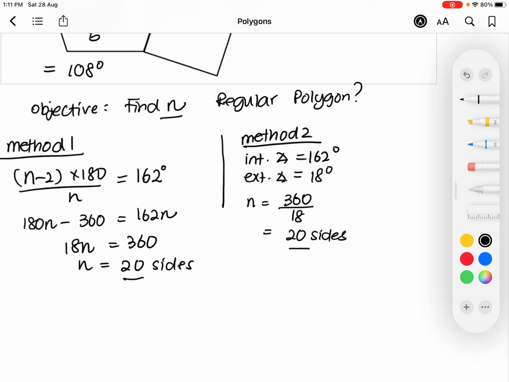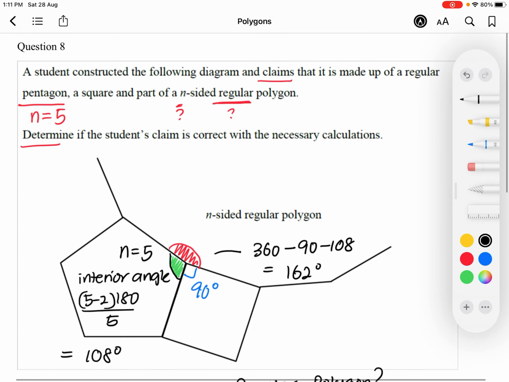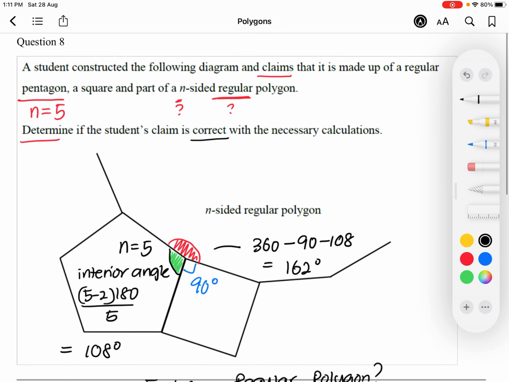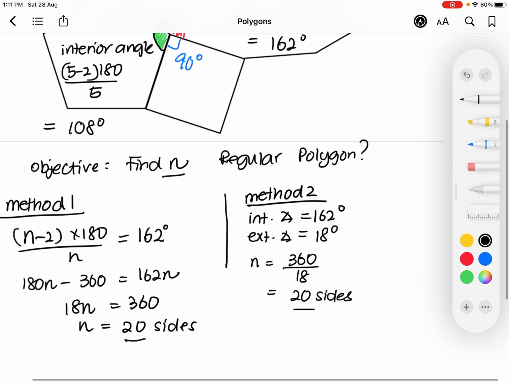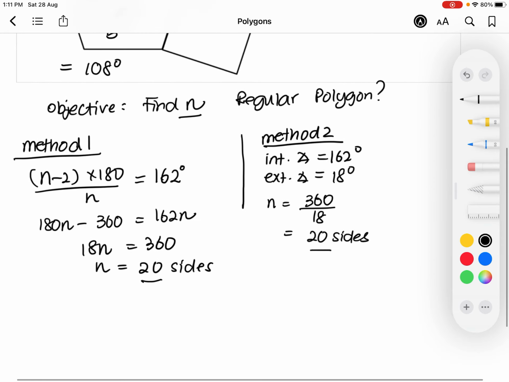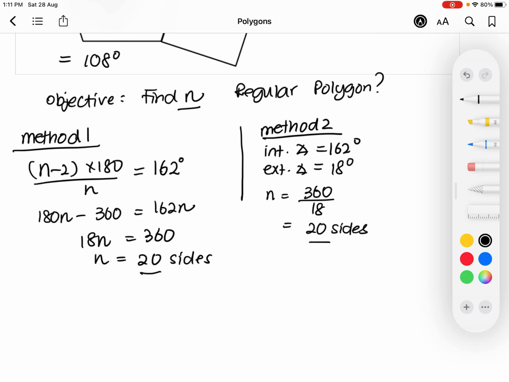Second thing to determine: how do I determine whether the claim is correct or not? She claims that this is a regular polygon, so we need to do an explanation. Is this really a regular polygon? Well, since n equals 20 is an integer, there is really such a polygon with 20 sides.